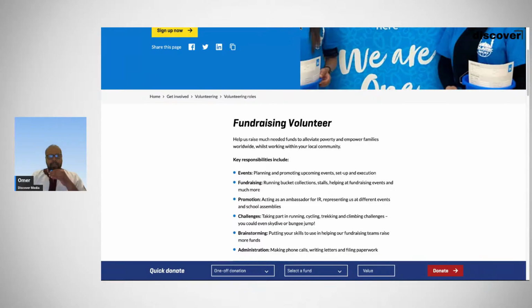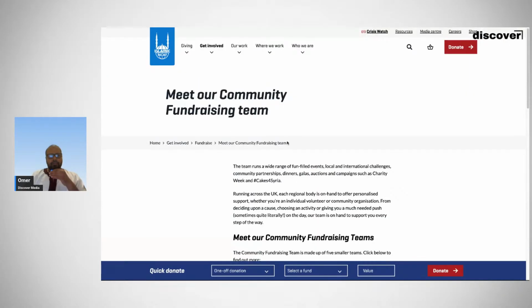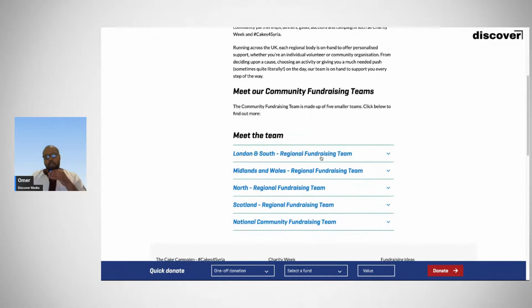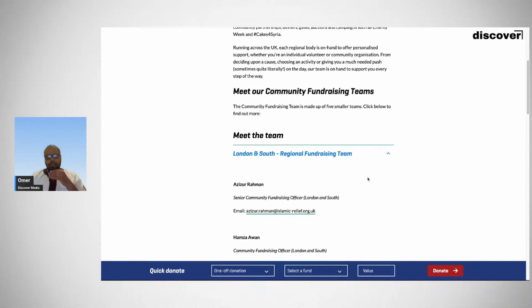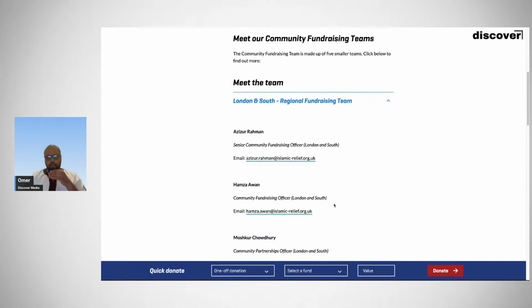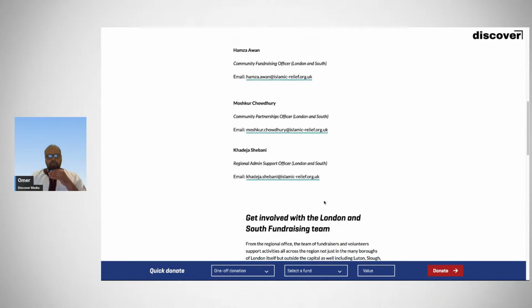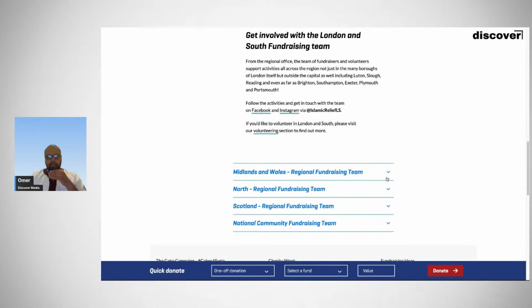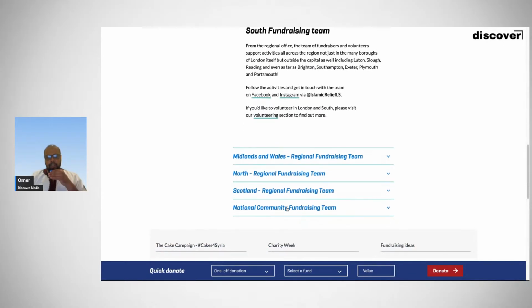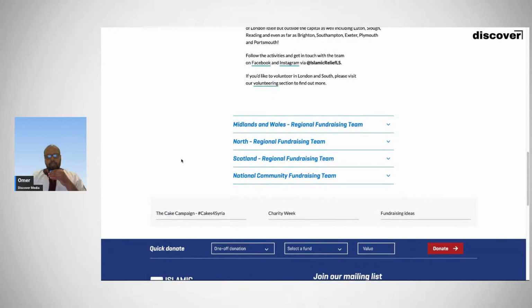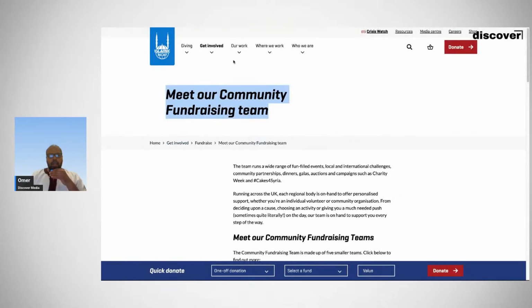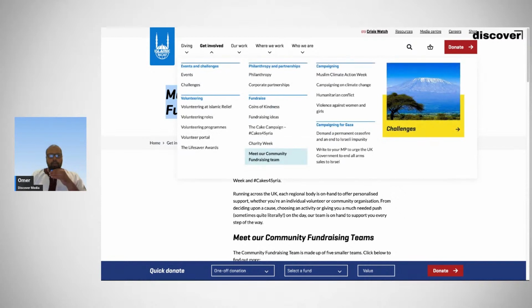So let's look at challenges. We've looked at this. So what I like about them as well is about their deployment, how they deploy their fundraising team. So what you've got: London and Southwest, London and South, which is regional fundraising team, and then this is the person in charge. Okay, and then you've got Midlands and Wales. You got the North, you got Scotland, and you got national community fundraising team.